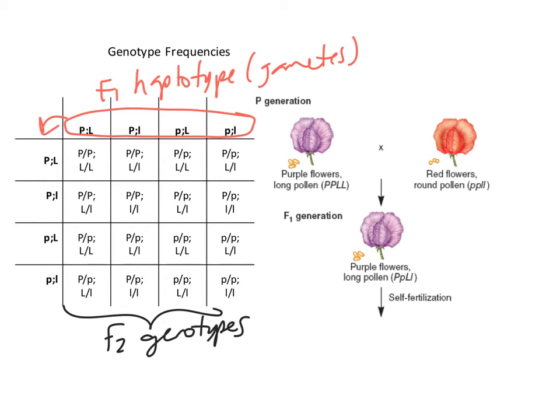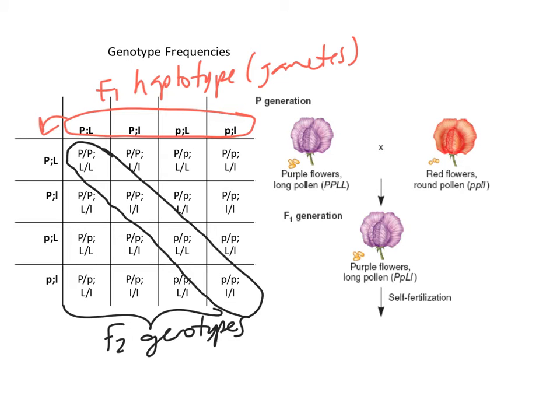Okay, I counted, so I heard a 4. Did anybody else agree, disagree? Care to disagree? How many pure breeding genotypes? Where are they found in this square? Diagonally down from the top left to the bottom right.